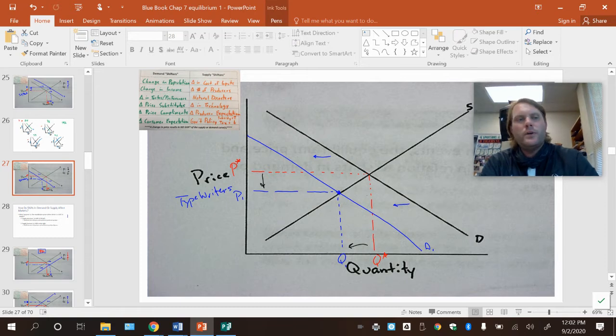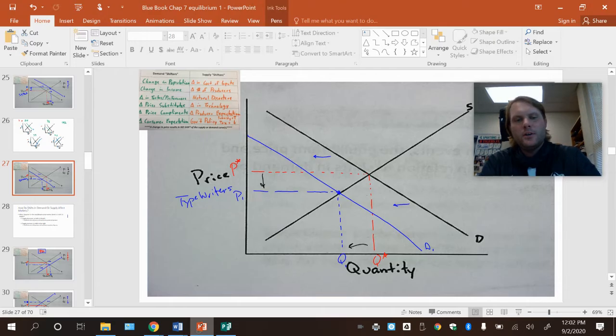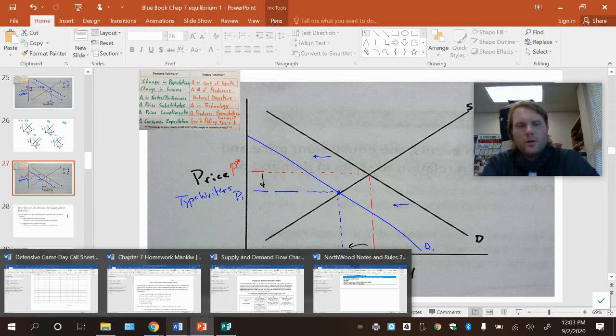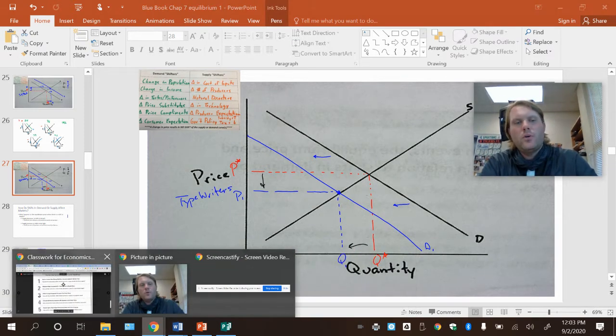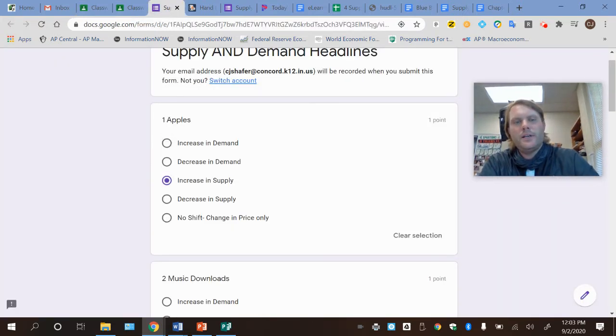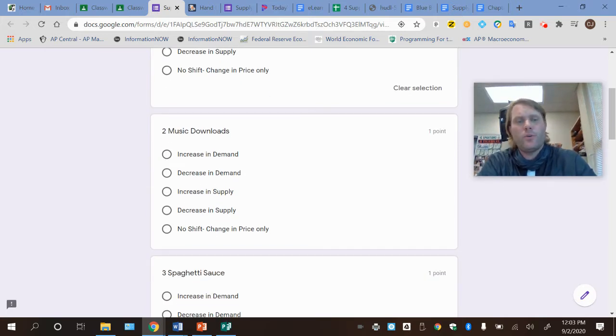All right, now we have a situation where we have a new picking machine. Okay, new means technology. All right, look at our shifters up here. Which one is technology under? Technology is a supply shifter, okay? And when we have an increase in technology, that means we're going to increase our supply. So going back to your original problem here, you should choose an increase in supply, okay? Hopefully that starts making some sense for you.